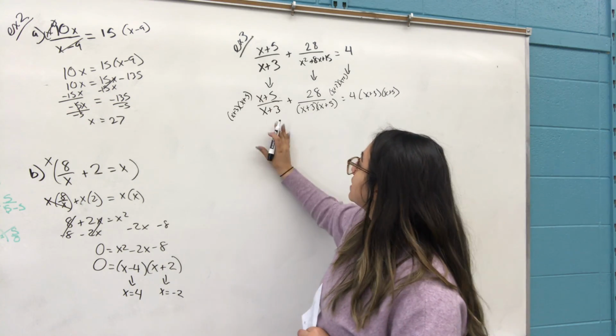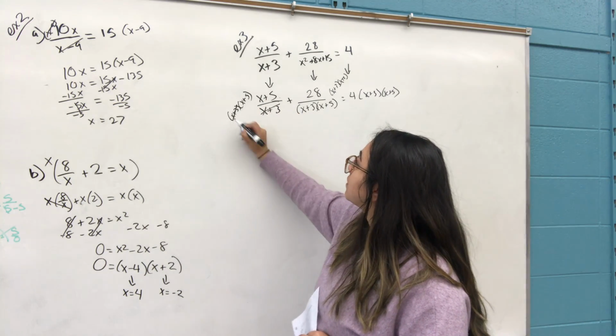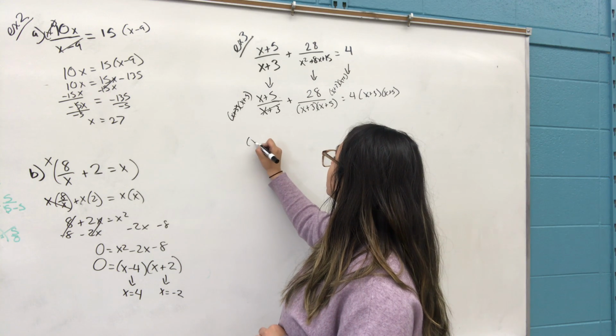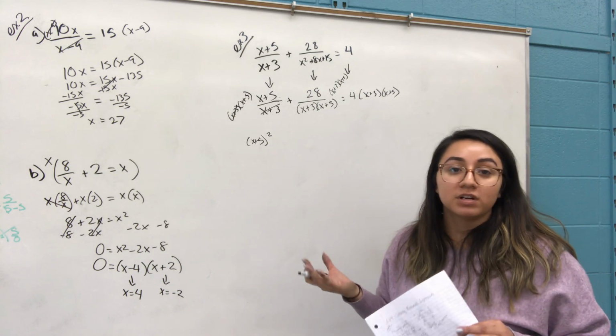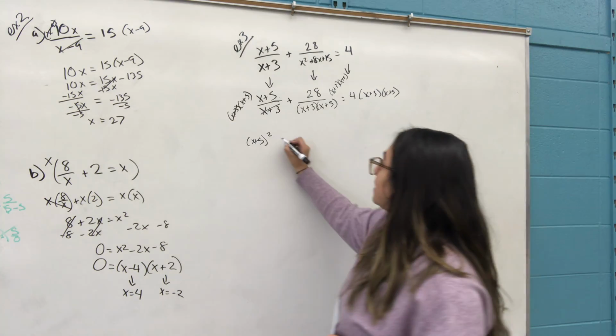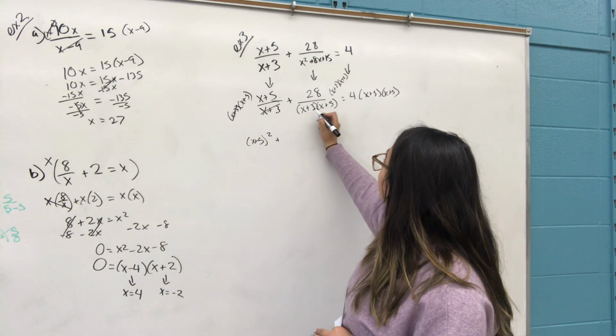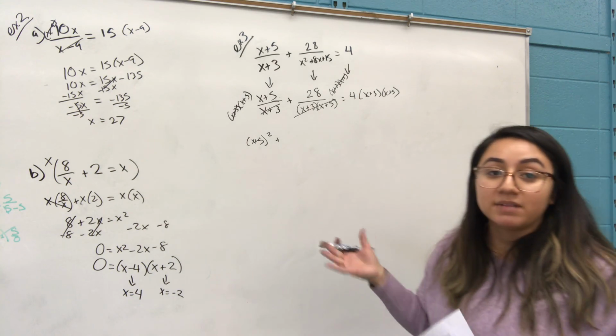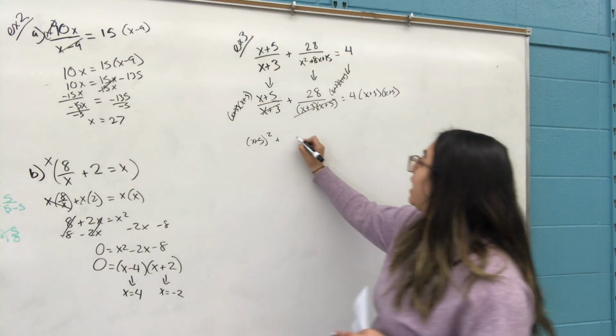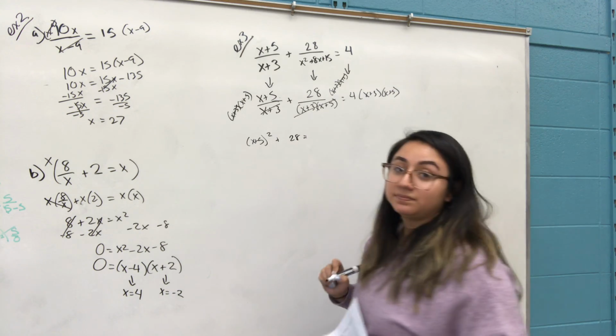Now let's look at this side here. This already has an x plus 3, so we just have to do x plus 5 times x plus 5, or just x plus 5 squared. We have to solve for that, but I'm not going to do that just yet. Plus 28, that's already the common denominator, so I don't have to do anything else. I just end up with a 28 by itself.